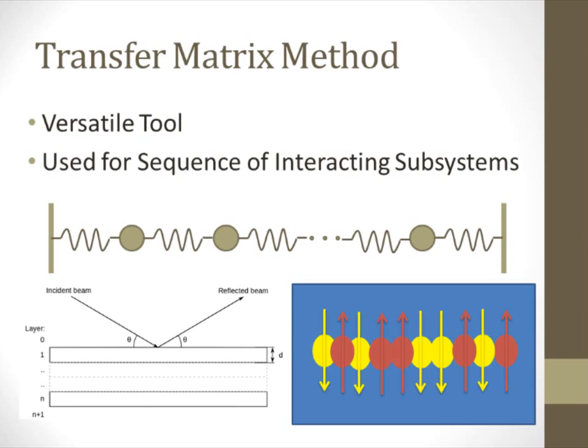The transfer matrix method is a general technique for solving problems in physics and mathematics. This is typically used when a system may be broken up into a sequence of interacting subsystems, such as a mass spring chain, a beam of light reflecting off a layered material, or the interaction of spin states. The transfer matrix method can simplify the calculation of numerical solutions, but it can also produce analytical solutions in situations that are nearly impossible to describe otherwise.